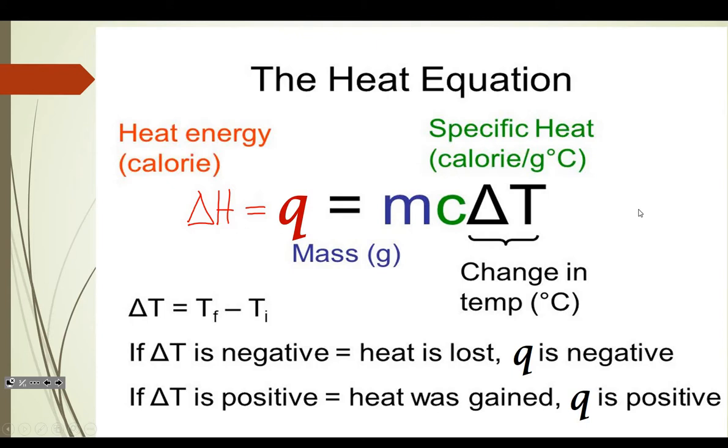Delta T is always the temperature final minus the temperature initial. You'll need that today because we're going to do some problems with that. Again, today we're going to start using calculators, so jump up and grab one if you don't have one. They're right behind the computer cart. And at the bottom here, if delta T is negative, that means heat is lost, and Q is negative. If delta T is positive, that means heat was gained, and Q is positive.